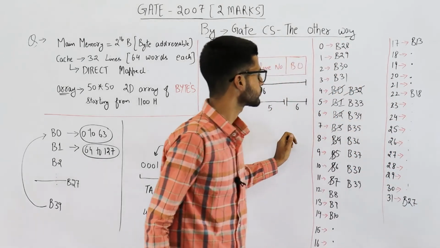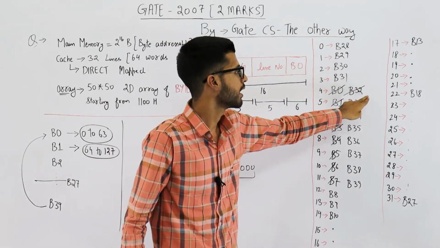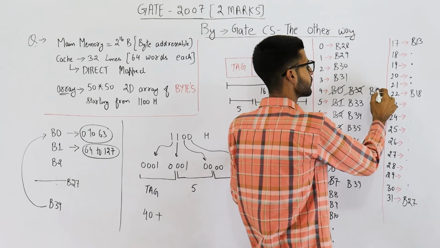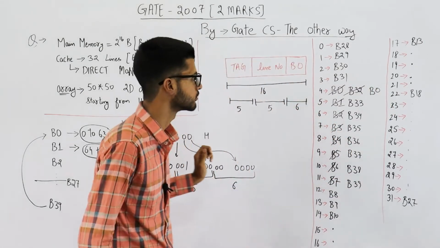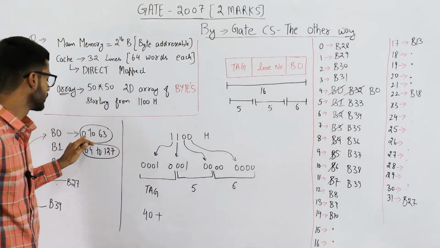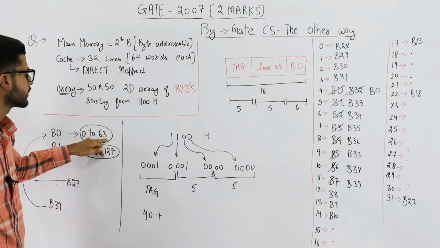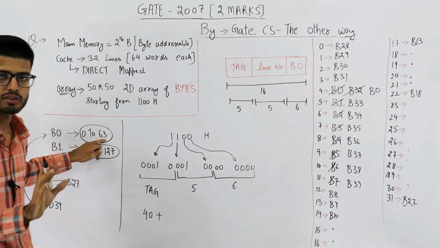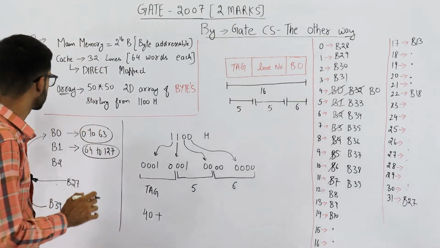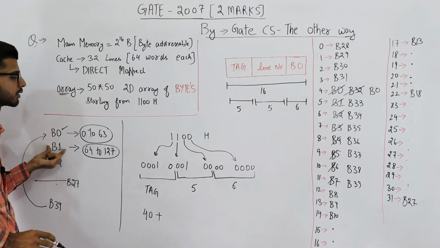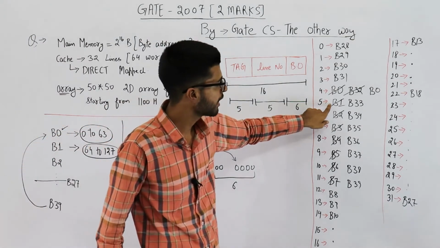Now you know block 0 has been mapped here. That means you replace B32 and update with block 0 again. Then after accessing this word number 0, all these 63 words will be a hit. That means block 0 is finished. Then you will move on to accessing block 1. Okay. Block 1 will be mapped here.